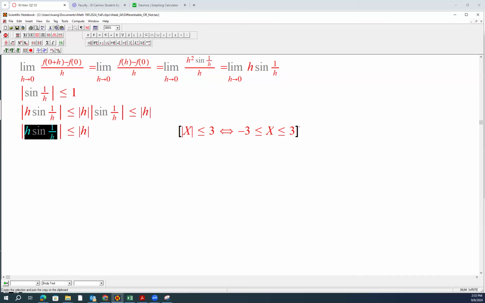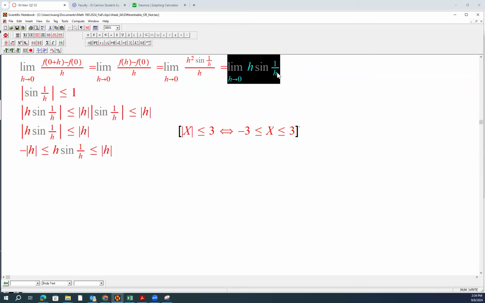So this piece is going to be between the negative of the absolute value of h and smaller than or equal to the absolute value of h. Okay, so this is the proof I thought of. I will show you another proof, which is even simpler. All right, so h times sine 1 over h, the function of our interest, is squeezed in between.